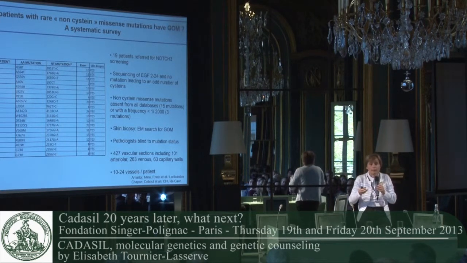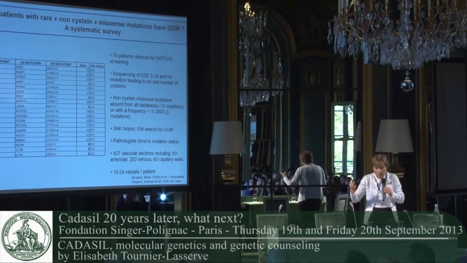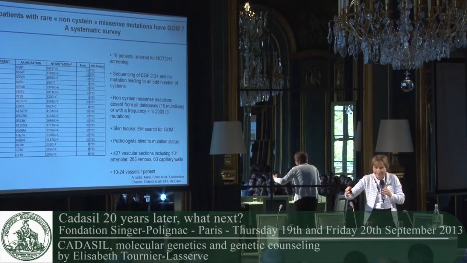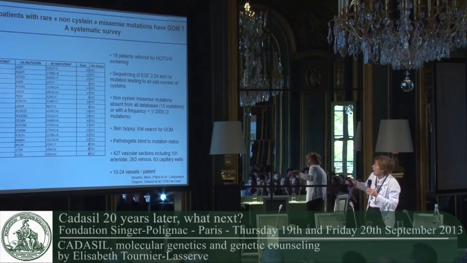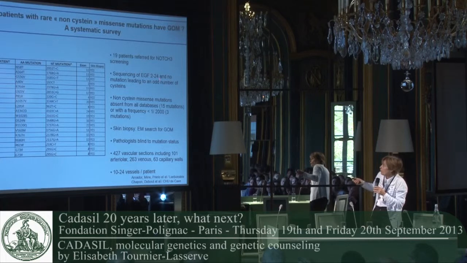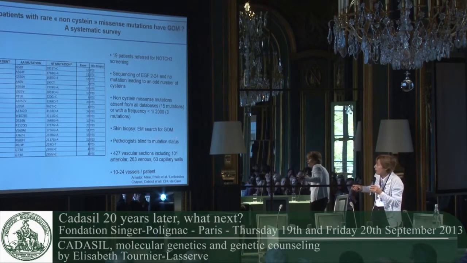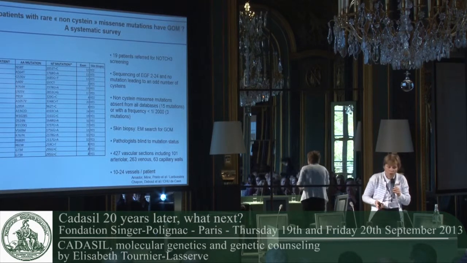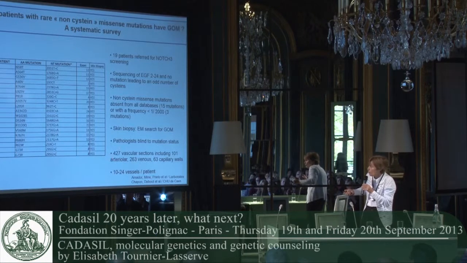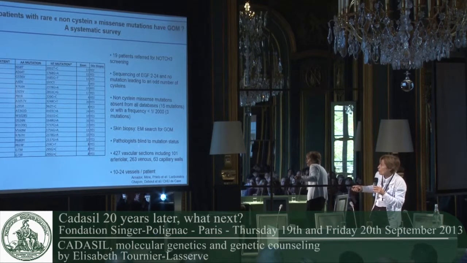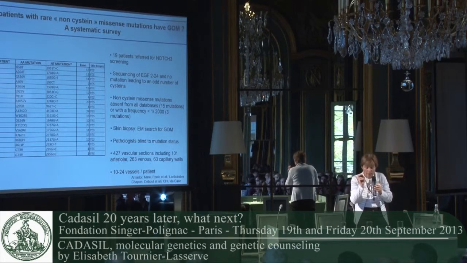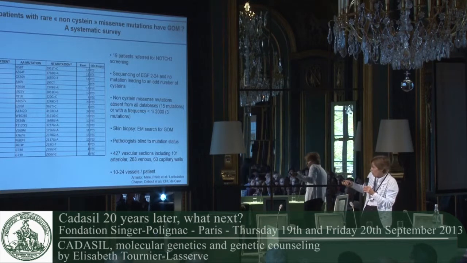And in fact, we took 19 patients that have a rare missense mutation absent from databases. To give you an idea, absent from databases means that the variant is not present in at least 15,000 people, but much more, because sometimes in databases we have more people. These patients were sequenced for EGF 2 to 24, with no mutation leading to a cysteine residue. We performed systematically a skin biopsy, and the pathologists were blind to mutation status. As Anu would certainly say in a few minutes, it's extremely important that a number of vascular sections be analyzed so that the test is very sensitive, with good controls. And that's what was done here.